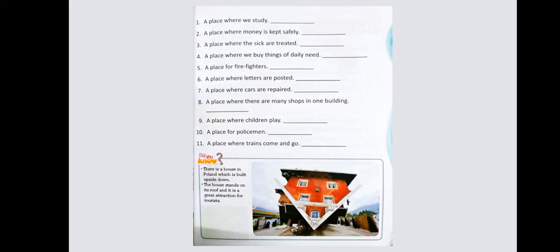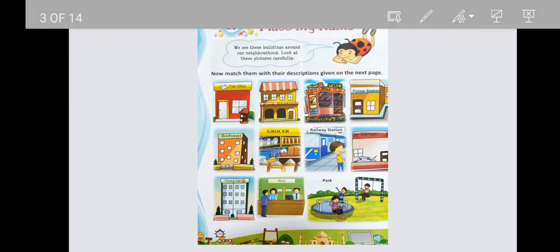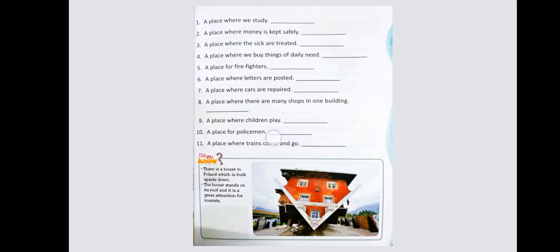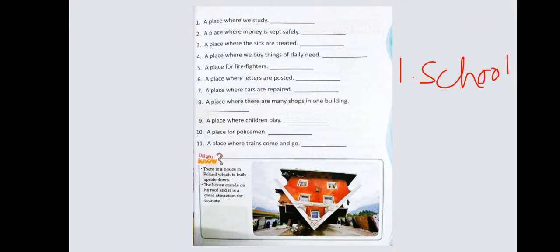Okay. So, here, number one, a place where we study. You know, we study in school. Here, this is the picture of school. So, write here, school. Number one, school. S-C-H-O-O-L, school.